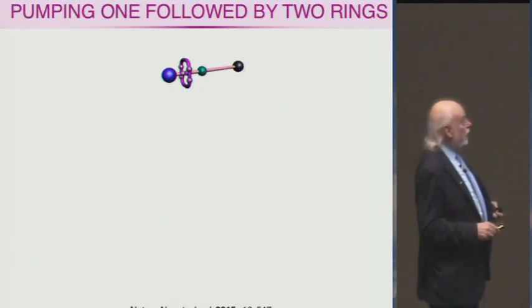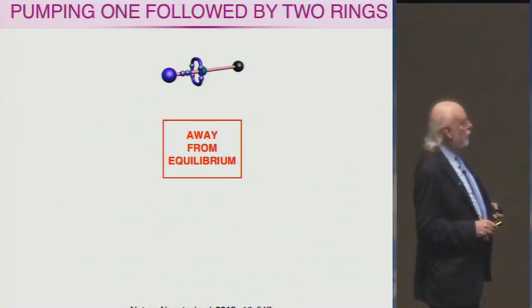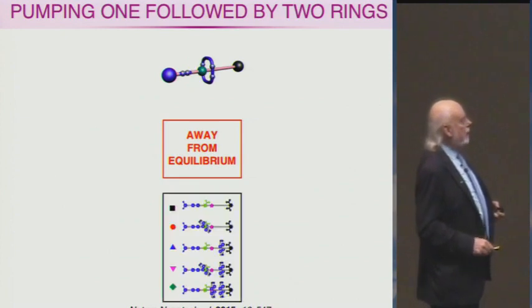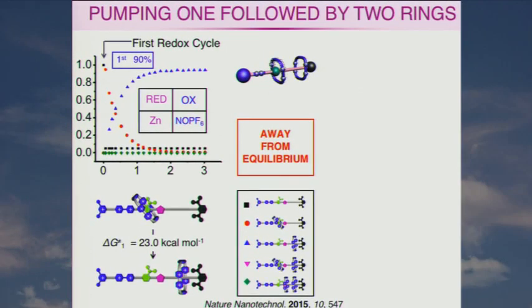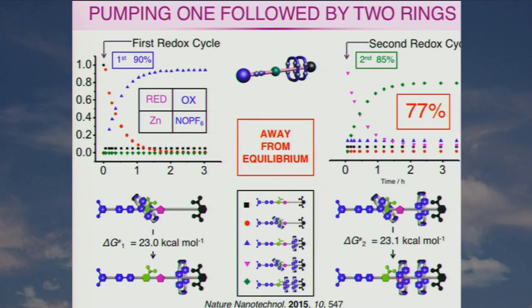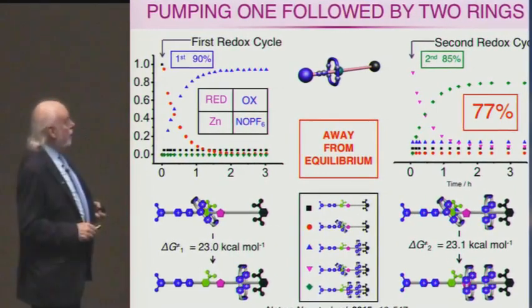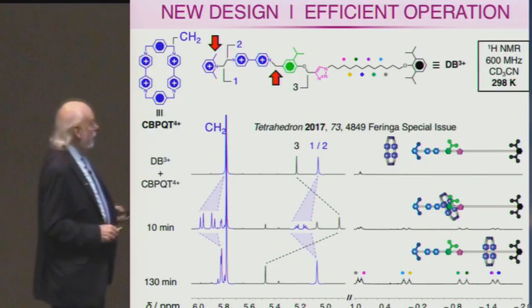And so we have a situation where, as this movie shows, we're moving now away from equilibrium. We are talking about making machines, and we're collecting these rings and not allowing them to go back into solution. And the chemistry is the reduction with zinc dust and the oxidation with nitrosyl hexafluorophosphate. And the exciting thing here is that these barriers are virtually identical within experimental error for one ring going on and then the second ring going on to this system.